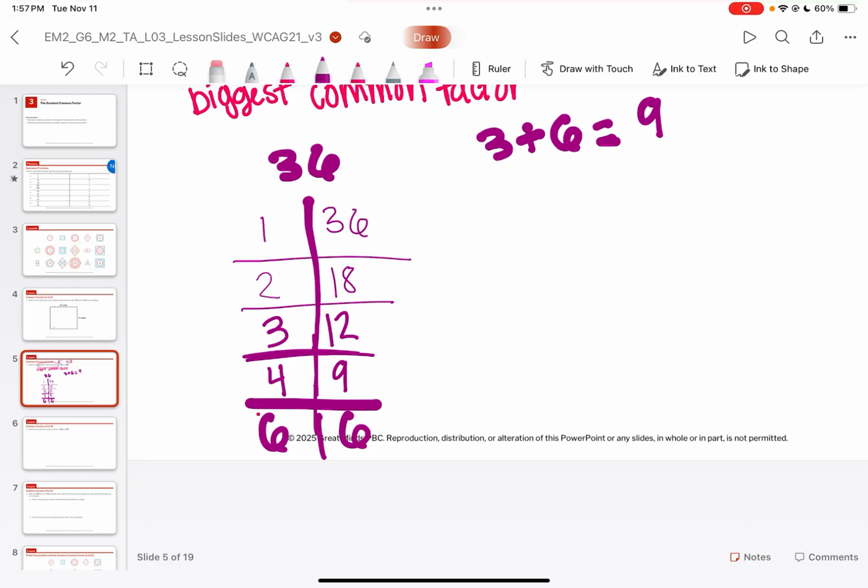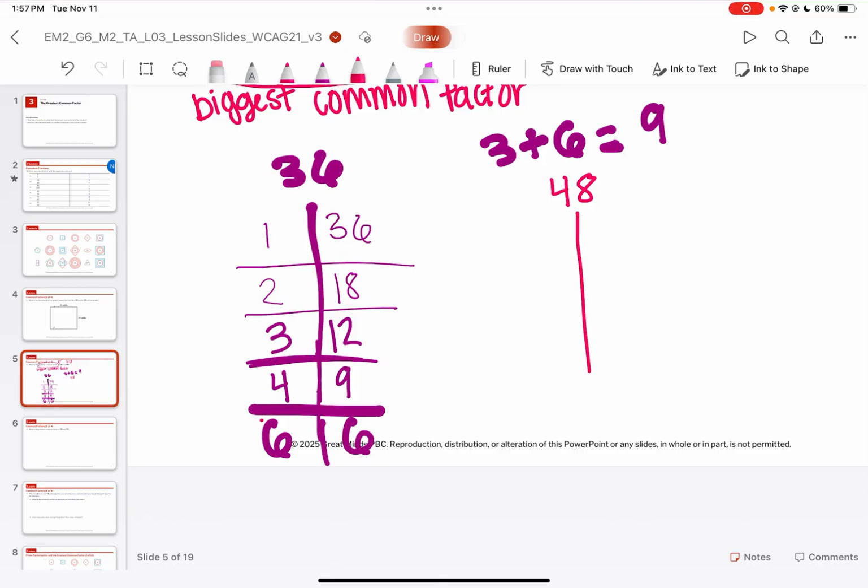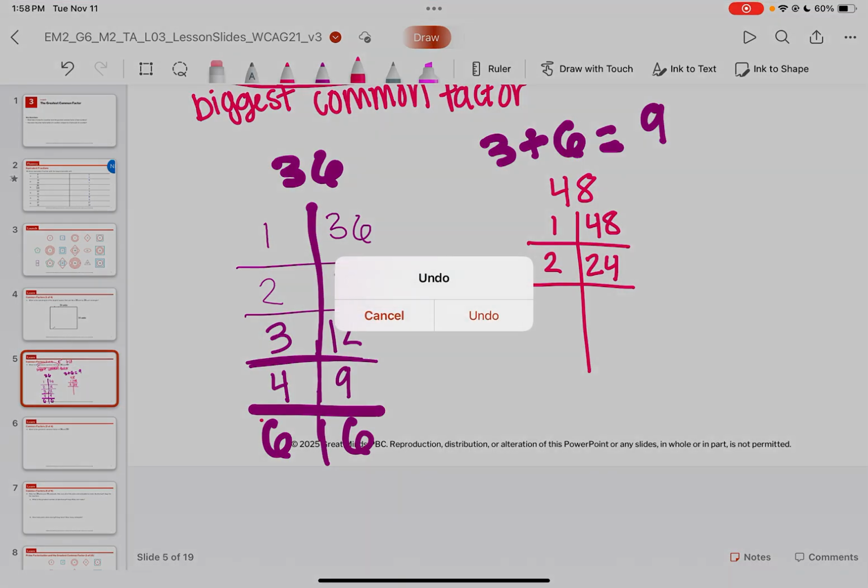Now what number do we have left? 48. We start with what number? 1. What number comes next? 2. 1 times what? 48. What about 2? 24. If I don't know if 3 is a factor, how can I determine it? Usually you're good with 1s, 2s, even bigger numbers, but 3s are tricky. Grace, how am I going to determine it?